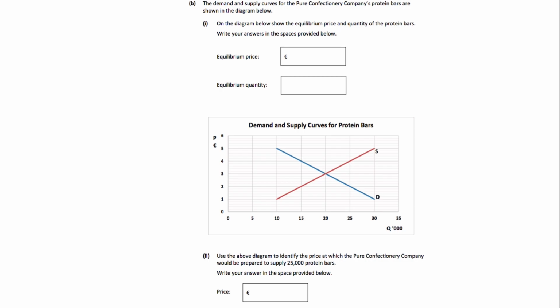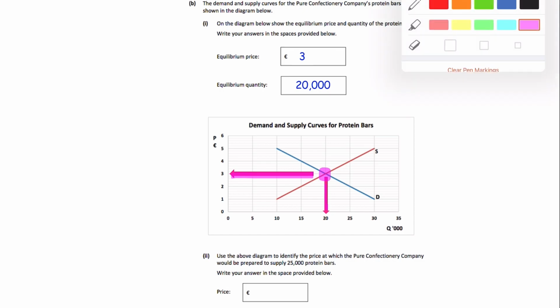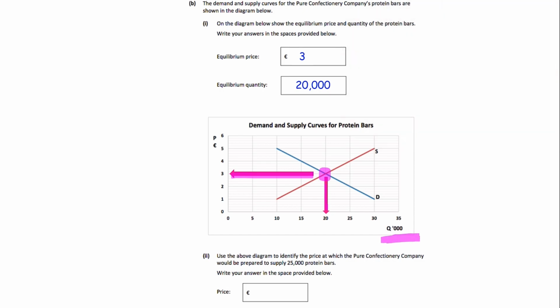So here we'll take a look at the equilibrium price. Here this axis has the price and this axis has the quantity. You can see that we have the supply curve there and the demand curve there. So equilibrium price, we look at the equilibrium first. The equilibrium price there is €3. Equilibrium quantity then is 20,000. So you can see here that it is 20,000.